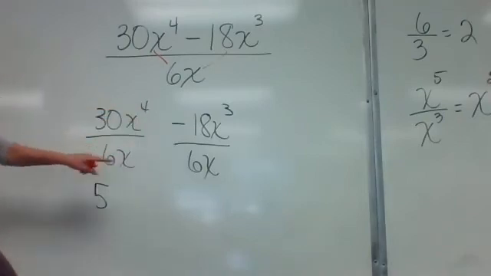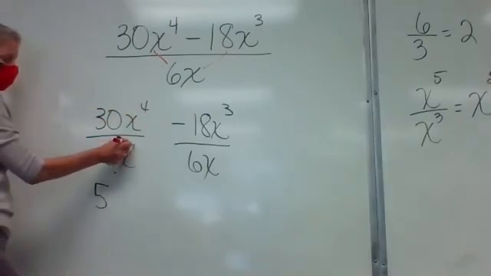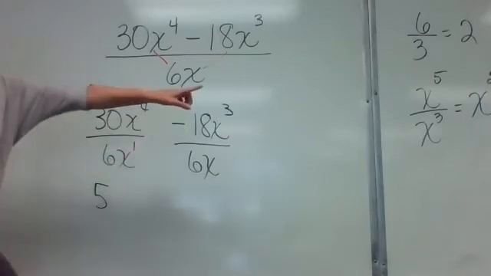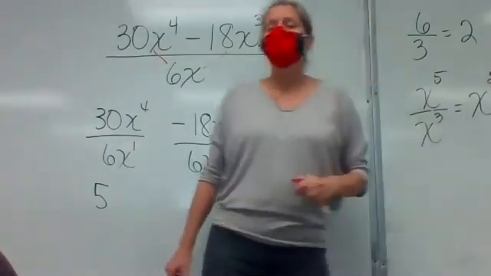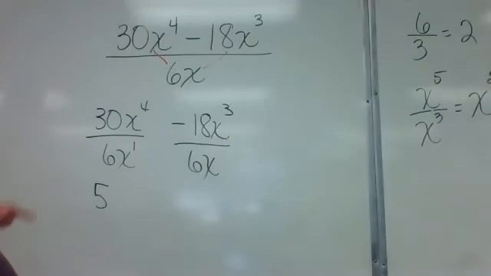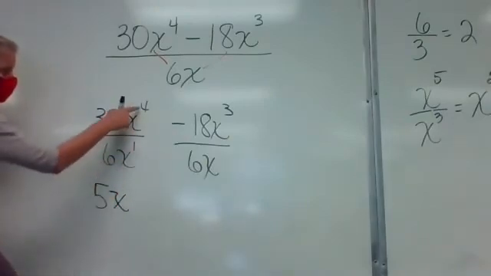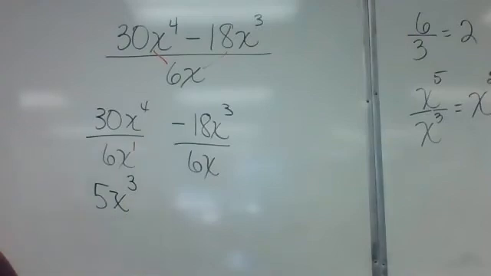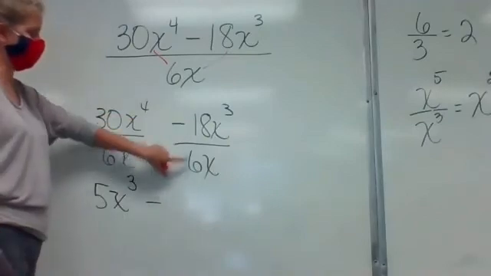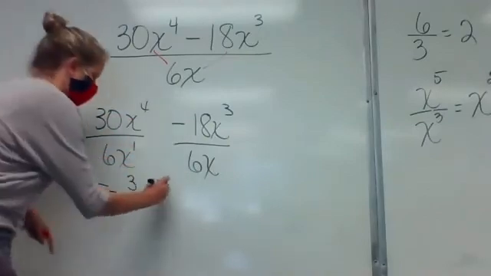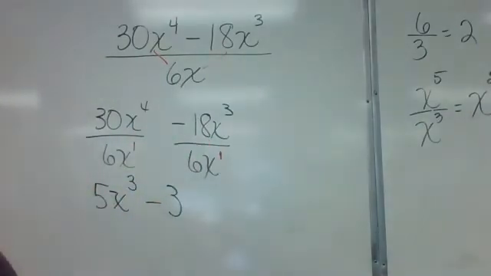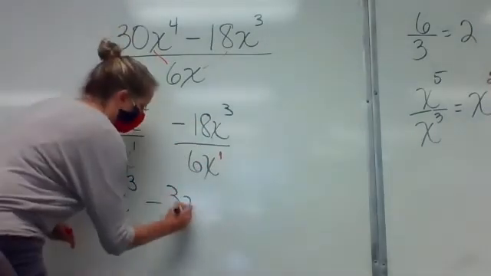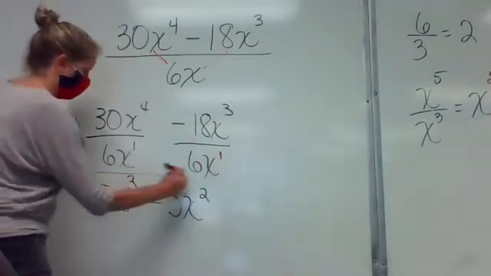What is x to the fourth divided by x, what does this x have as its exponent? 1. What does the exponent rule say to do when you are dividing the same bases? You are going to subtract their exponents. So what's this going to leave me with? X to the third. Minus, what's 18 divided by 6? 3. X to the third divided by x to the 1. Subtract their exponents to get x to the second. And that's your answer.